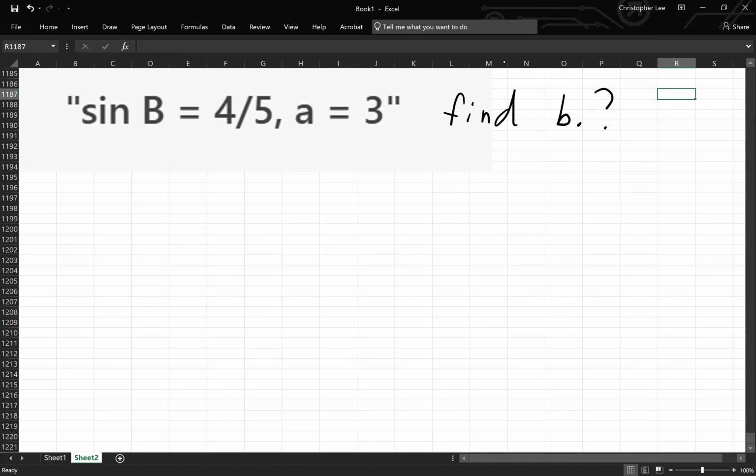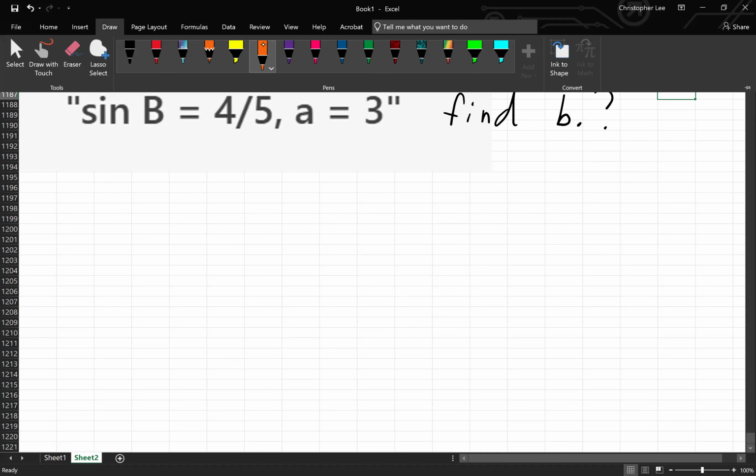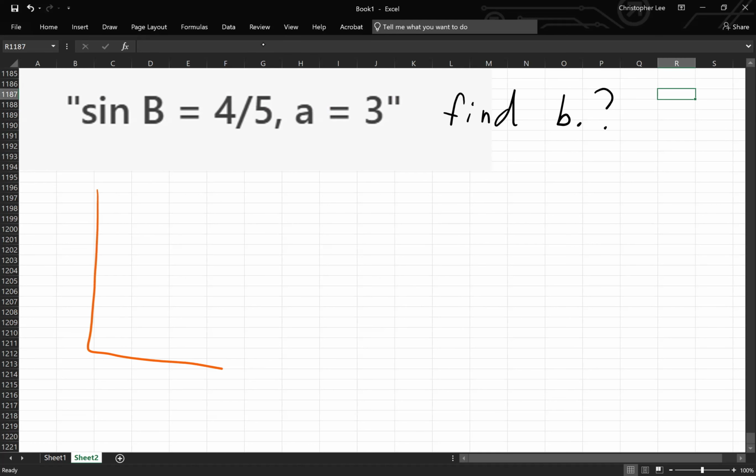So anyway, sine B is equal to 4/5, right? So remember, I want two triangles. This is my opportunity right here. We got the orange triangle, and we're gonna have the blue triangle, right? Let's go next. So we got A, B, C.